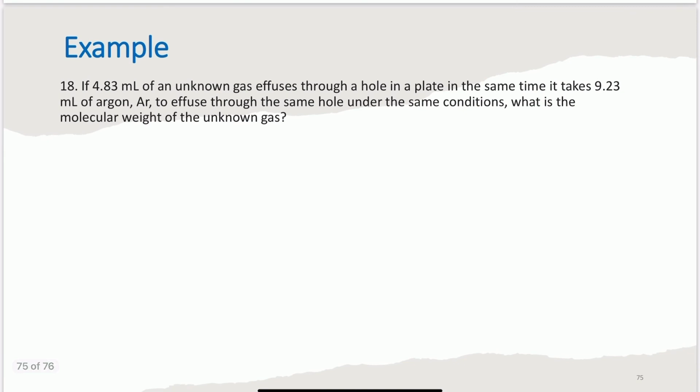Number 18, if 4.83 mL of an unknown gas effuses through a hole in a plate in the same time it takes 9.23 mL of argon to effuse through the same hole under the same conditions, what is the molecular weight of the unknown gas? 4.83 mL unknown gas effuses through a hole in a plate in the same time that it takes 9.23 mL of argon to effuse through the same hole under the same conditions.